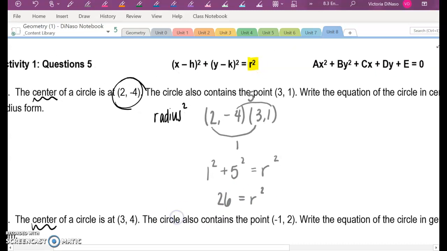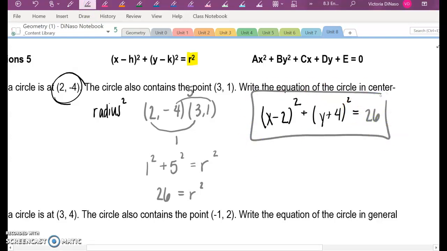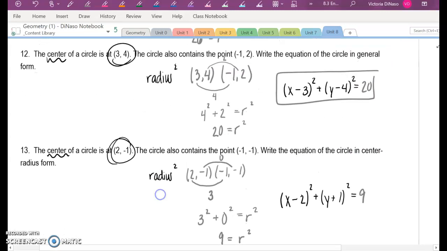And now I can put this in center radius form. So again, we're using the center that we already have. So it'll be x minus 2 squared plus y plus 4. Don't forget to flip your symbols when you put it into center radius form and pull it out. And then we have this whole thing equals 26. And that's your final answer. So a lot shorter than the previous one. So in both of these, we had to find just the radius, do a little bit of counting, and then we put it in center radius form.